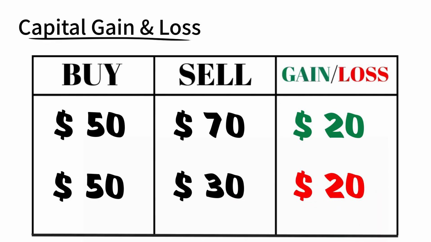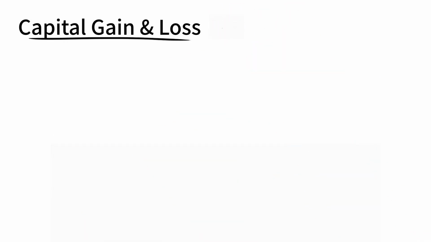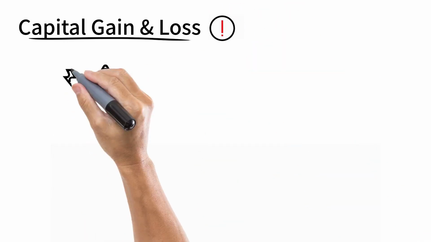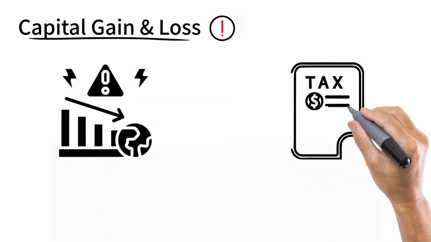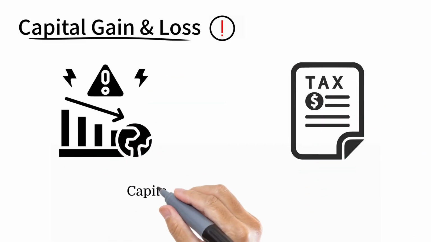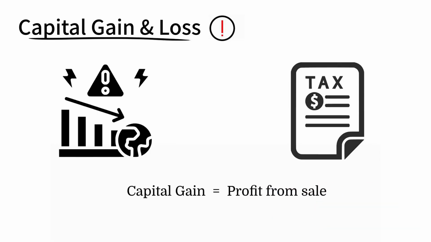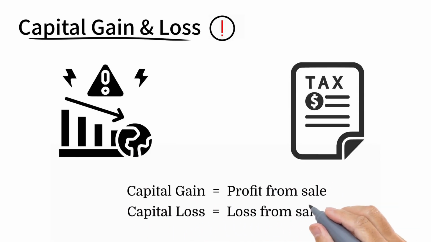Capital gains and losses are the core way investors make or lose money in the stock market. Understanding them is essential because they directly impact your overall returns and can have tax implications in many countries. In short, capital gain is a profit from a sale and capital loss is a loss from a sale.